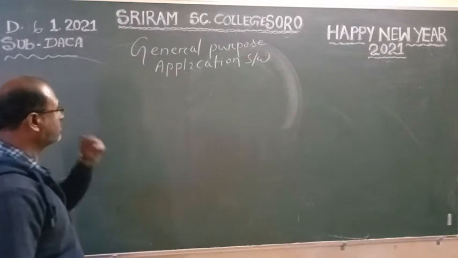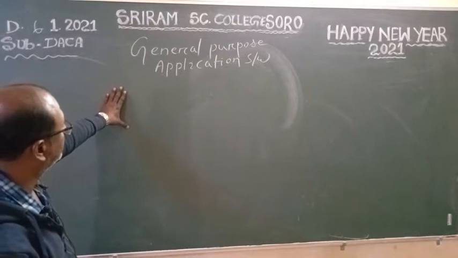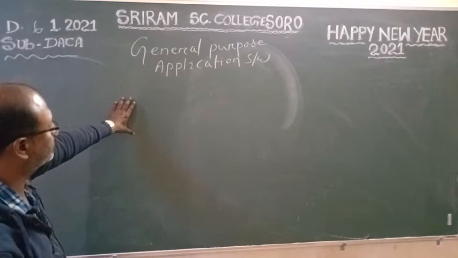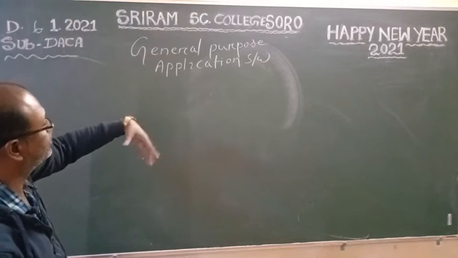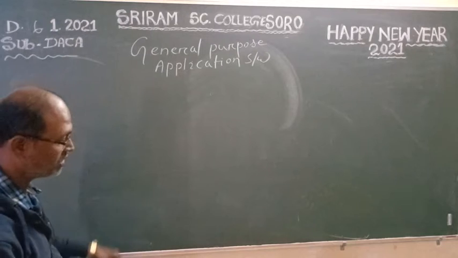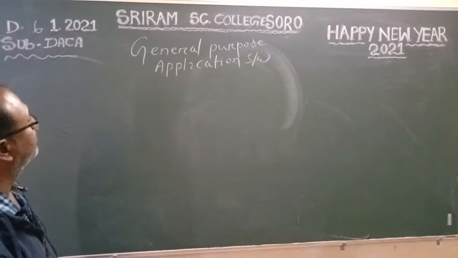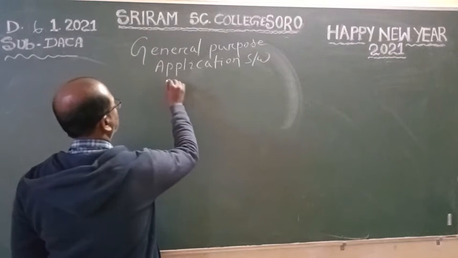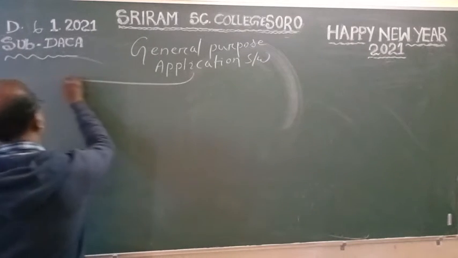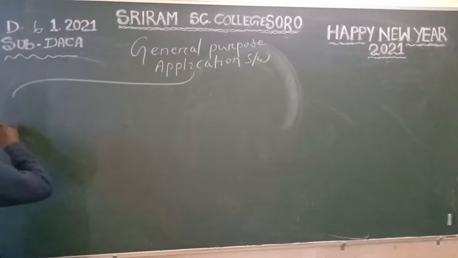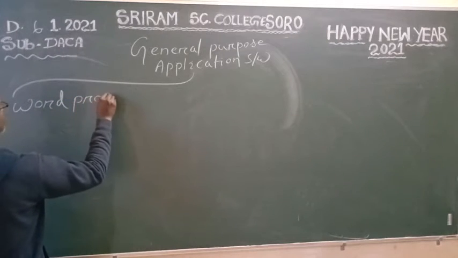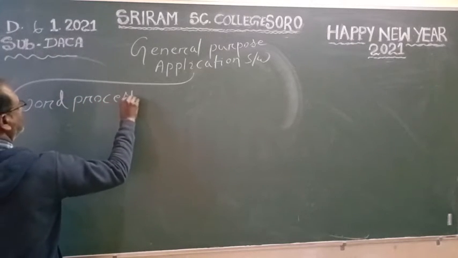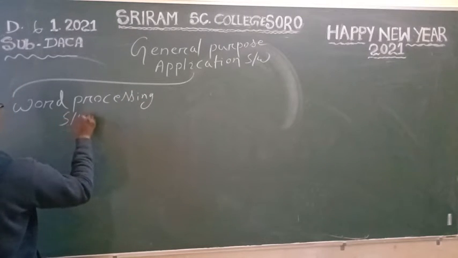In your module 2, you can find the word processing software, spreadsheet and presentation software. In your different modules you can cover other topics, and the last module is based on internet and email. So here, students, general purpose application software includes, one, word processing software.